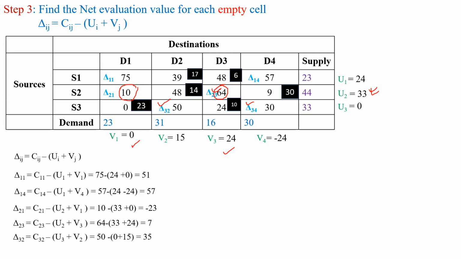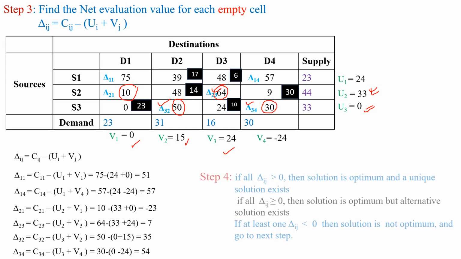Next delta 32. So delta 32 equals C32 minus of u3 plus v2. C32 value is 50 and u3 value is 0 and v2 value is 15. Then delta 32 value is 35. Next delta 34, which is equal to C34 minus of u3 plus v4. C34 value is 30 and u3 value is 0 and similarly v4 value is minus 24. Then we will get delta 34 equal to 54.